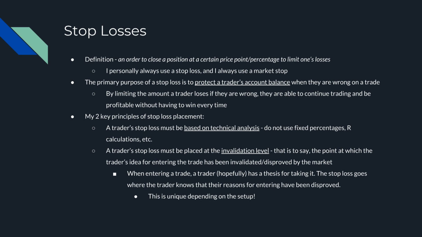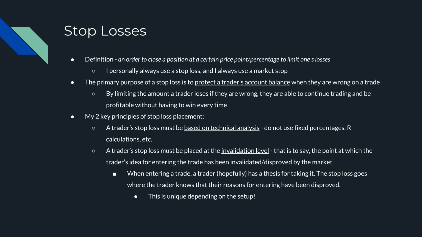So hopefully, or at least I think this ought to be the case, when you're entering a trade, you're not just randomly clicking the long or short button, but you actually have a reason for taking it. So it might be a certain support level, it might be a breakout, it might be a fib retracement you were looking for, some sort of EMA cross, whatever it may be. You have a thesis for entering the trade, right? And your stop loss goes where you know that thesis or that reason for entering the trade has been disproved.